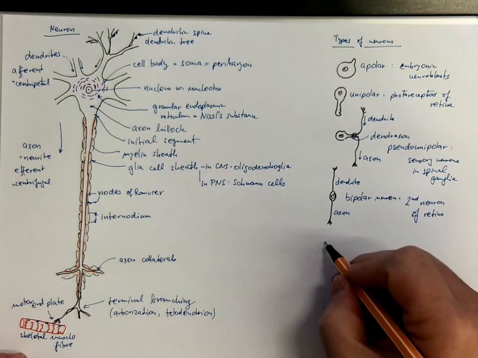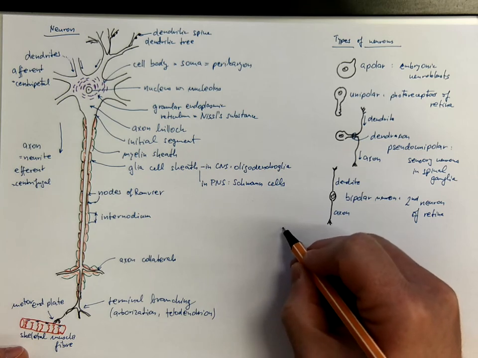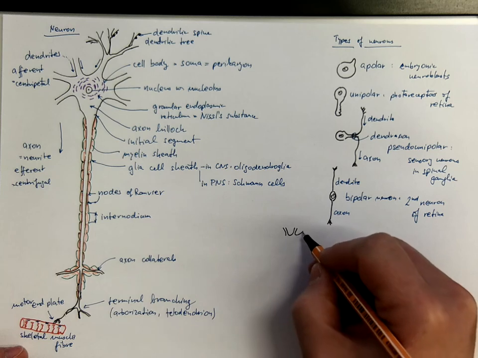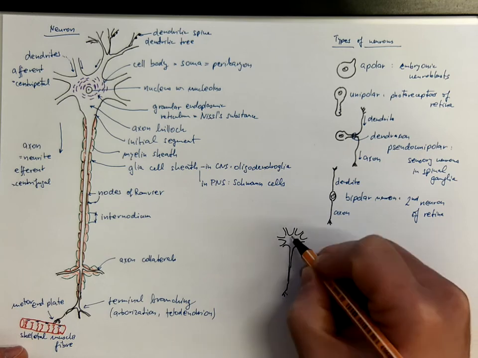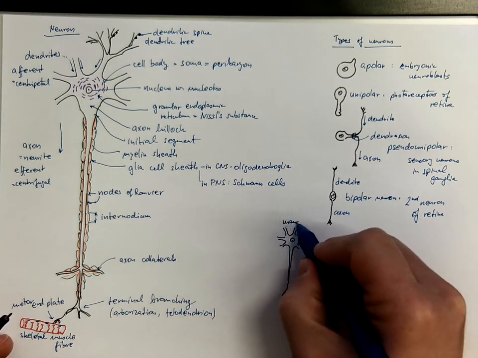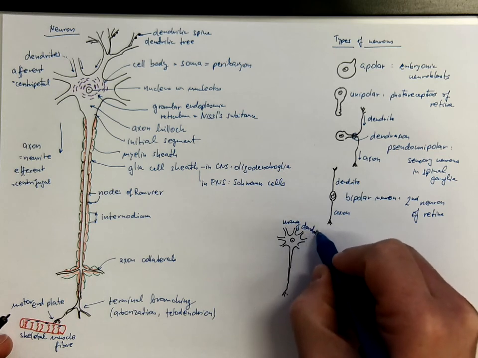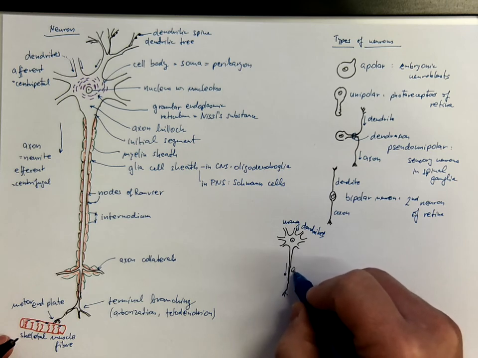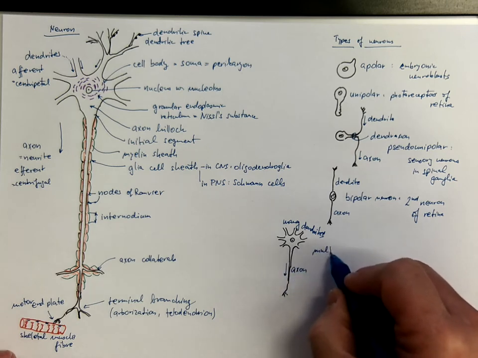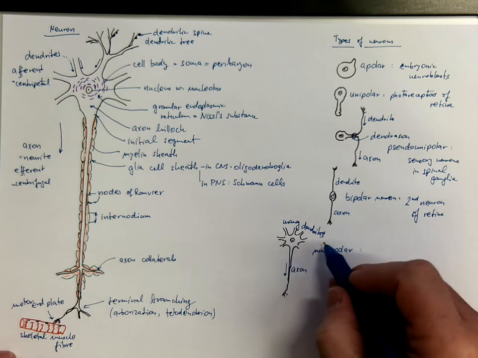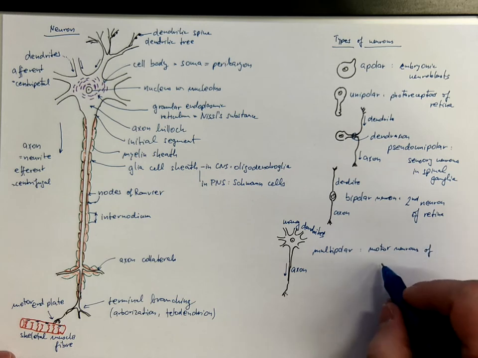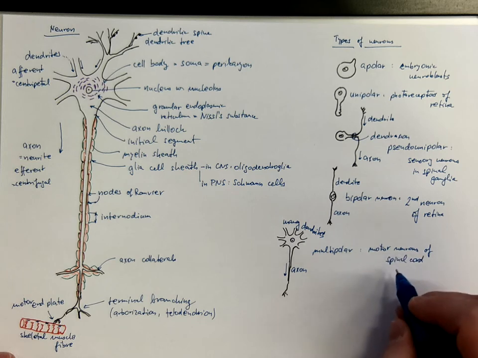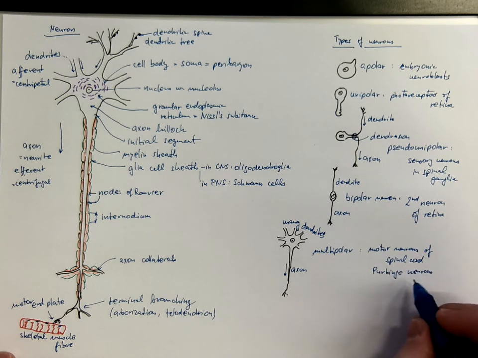The most common type in the human body would be this type, actually, the one with many dendrites and a single axon. It is called multipolar neuron. A good example would be, for example, motor neurons of the spinal cord in the anterior horns, or Purkinje neurons in the cerebellar cortex.